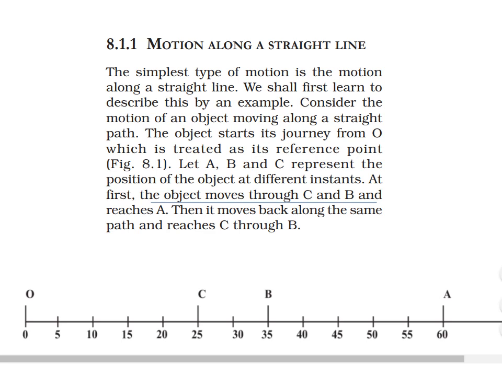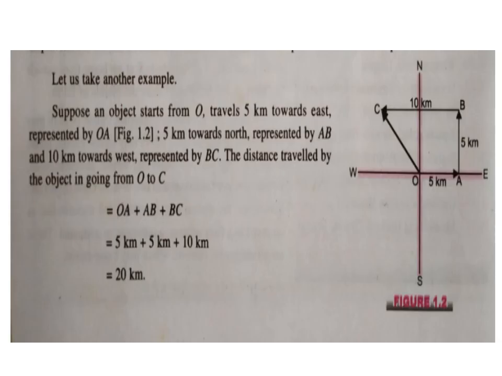That shows that the displacement is 0. The distance depends on the path length. In that situation, the distance has the value 120 kilometer. So this is the distance and the displacement. Now again, let us understand the concept of the distance and displacement with the help of this diagram.